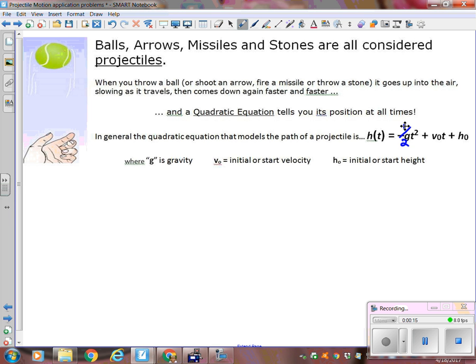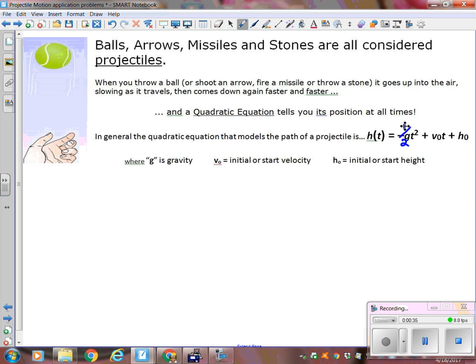That was my bad. Pretty much a projectile is anything like a ball, an arrow, missiles, or stones, anything that you could throw or shoot, fire. If it goes up in the air, as it goes up, it slows down in speed. Then it gets to its highest position. Then as it falls, it comes down faster and faster and faster.